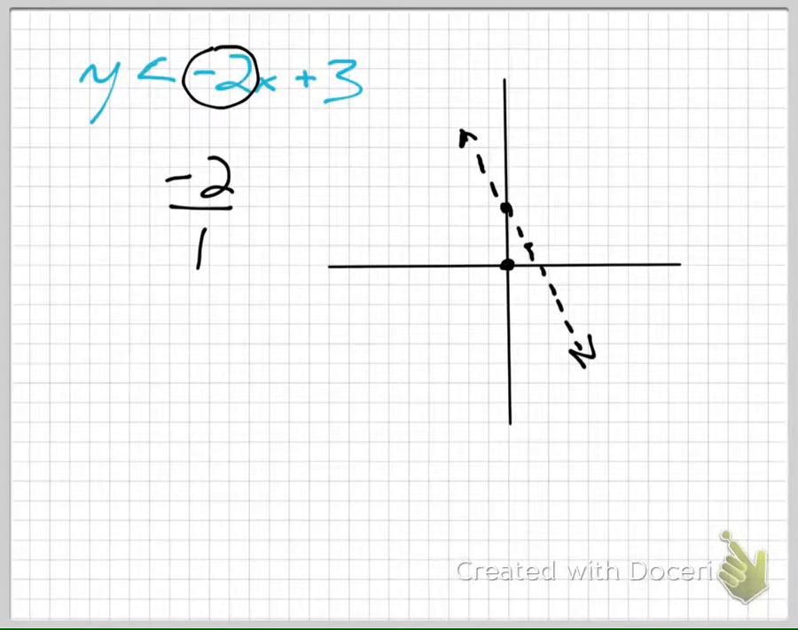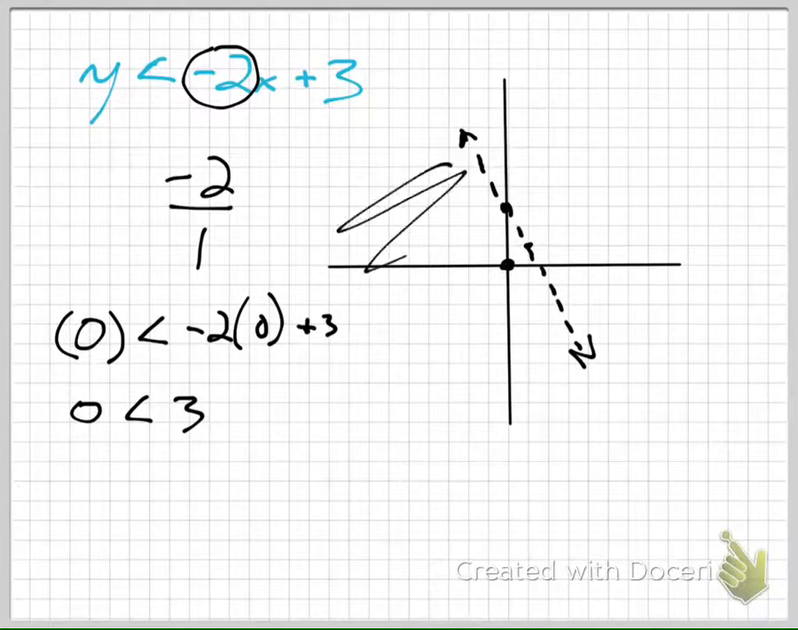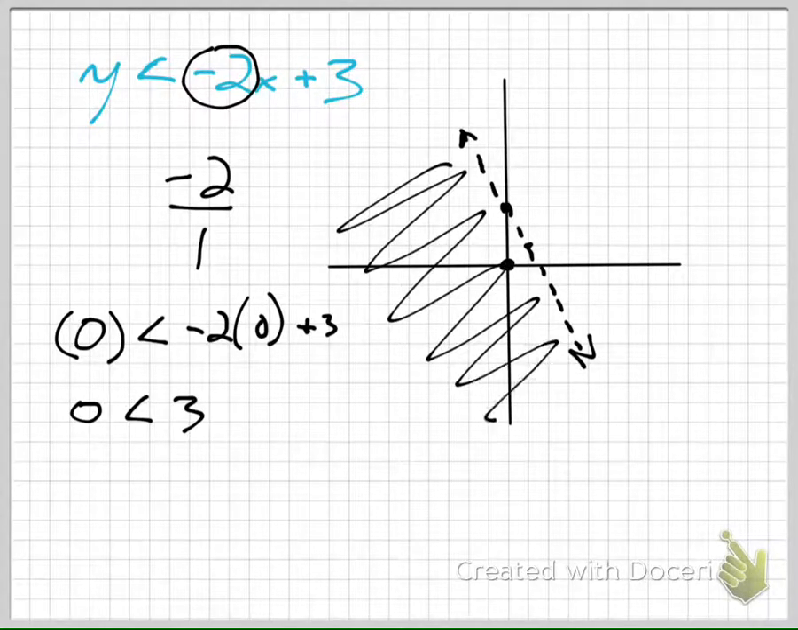Okay, so I'm going to choose 0, 0. That means I'm going to make y be 0, right? Is 0 less than negative 2 times 0 plus 3? So 0 is less than 3. Is 0 less than 3? Yes, it is less than 3, which means that that is a part of the solution, which means that it's all of this over here. Make sense?